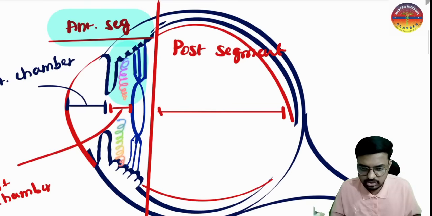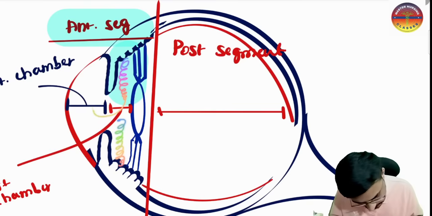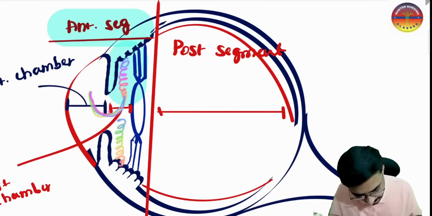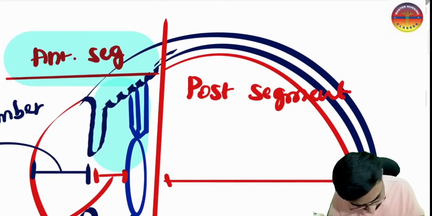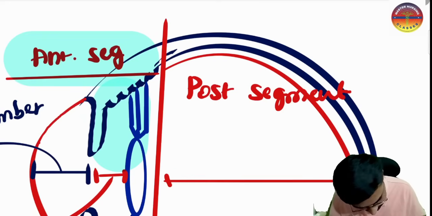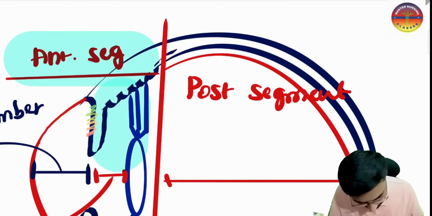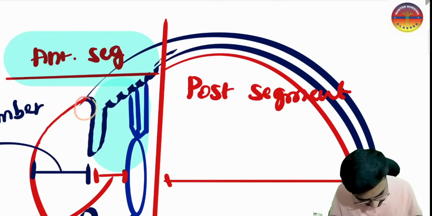The aqueous humor produced here flows from the posterior chamber to the anterior chamber, and it comes here like this. In the anterior chamber we have the angle. This is the cornea, and this is the iris. Between the iris and the cornea is the angle.